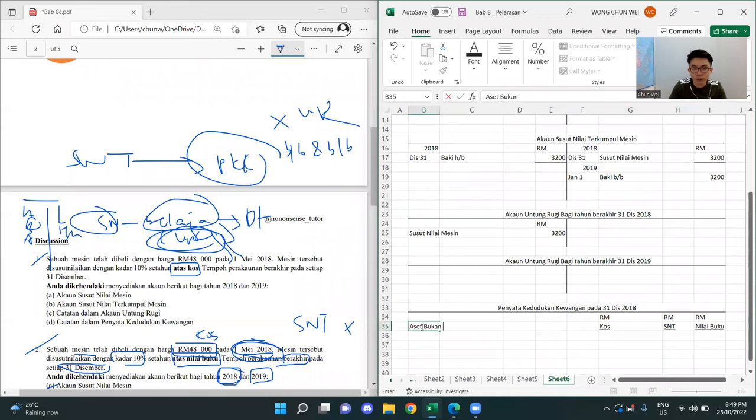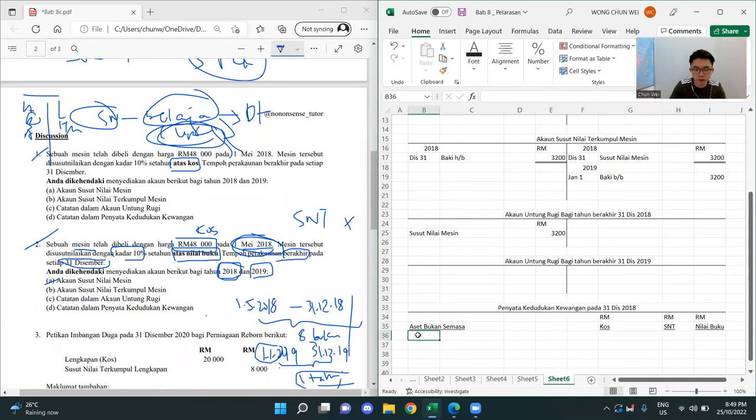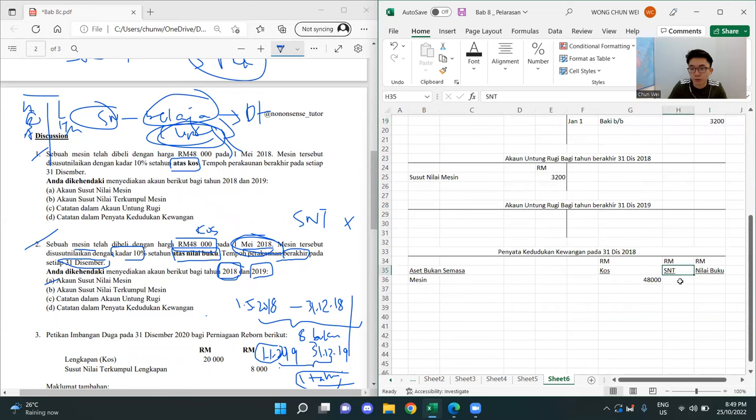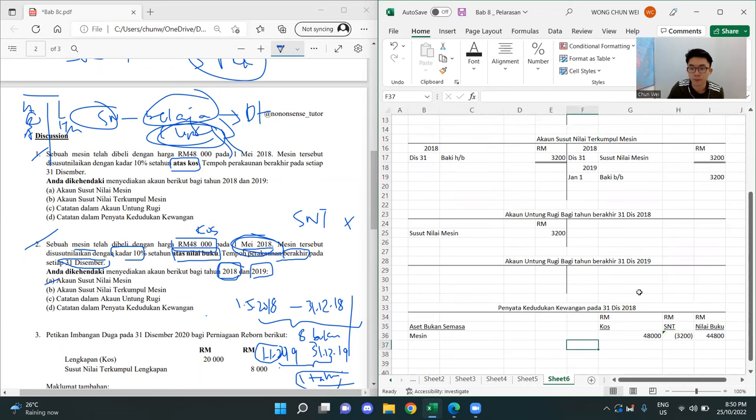aset bukan semasa. Under your aset bukan semasa, what is this aset? Machine. So you just write machine. So what is the cost? The cost is 48,000. What is the SNT? So can you say now? You take from here, your SNT now, or you take the HB or BB, it is the same. 3,200. So here you have to bracket 3,200. Why do we bracket? Because we have to minus it. So how much do you get? You get 44,800 for your nilai buku. So this is how you record in your PKK for December 31st, 2018. All right.